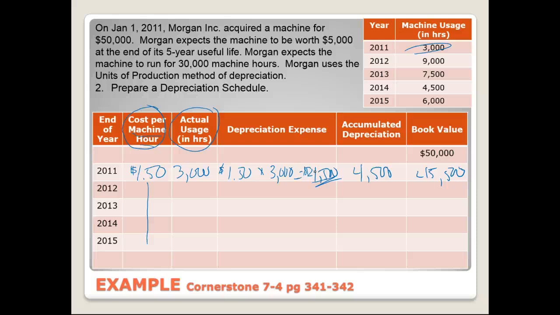So how do we do it for 2012? Well, it's going to be $1.50 times 9,000 hours. And what's $1.50 times 9,000 hours? Yeah, that's going to be 13,500. So what's the total accumulated depreciation? Well, it's 13,500 plus 4,500, which is going to give us $18,000 of accumulated depreciation. $50,000 minus $18,000 gets us $32,000. The other way to figure out book value at the end of 2012 would be to take $45,500 minus the $13,500 of the 2012 depreciation expense. Make sure you're looking at the right column. So $45,500 minus $13,500 would get us $32,000.